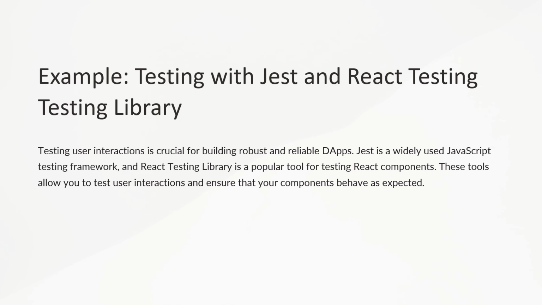One common scenario is testing a button click. You can use the fireEvent.click method from React Testing Library to simulate a button click. Then you can assert that the expected actions occur after the click, such as triggering a function or updating the state of your component. Let's look into an example code of testing with Jest and React Testing Library.